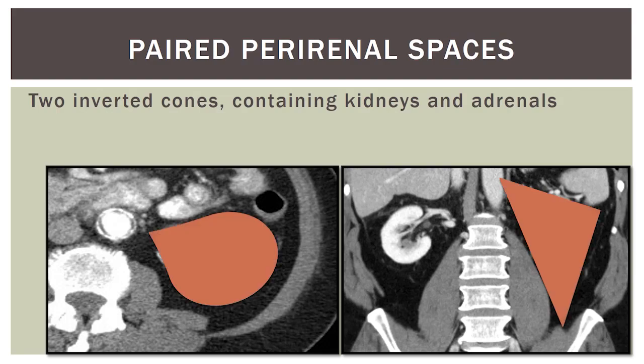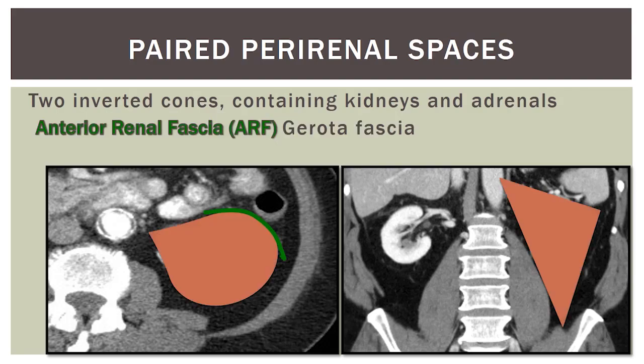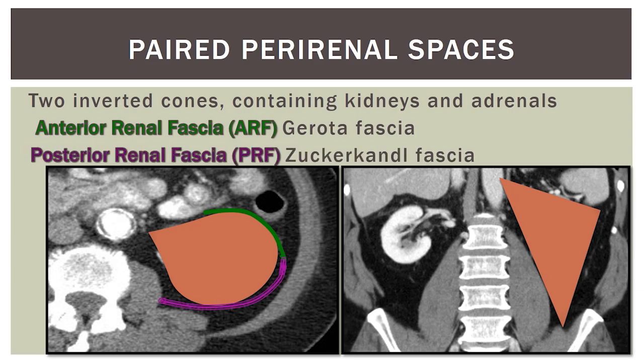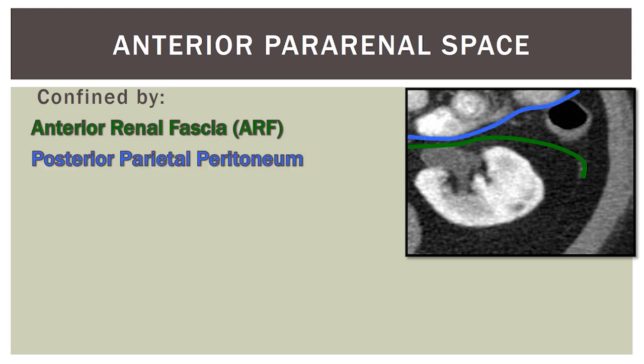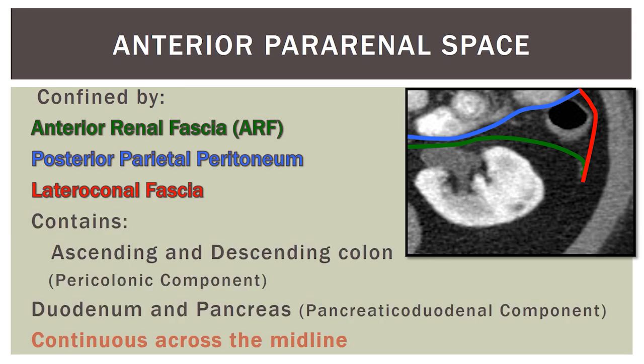and adrenal glands. They are confined anteriorly by the anterior renal fascia or Gerota's fascia, posteriorly by the posterior renal fascia or Zuckerkandl fascia, and together they comprise the renal fascia. The anterior pararenal space is confined posteriorly by the anterior renal fascia, anteriorly by the posterior parietal peritoneum, and laterally by the lateral conal fascia. It contains the ascending and descending colon, the pericolonic component, and the duodenum and pancreas, the pancreaticoduodenal component, and continues across the midline.